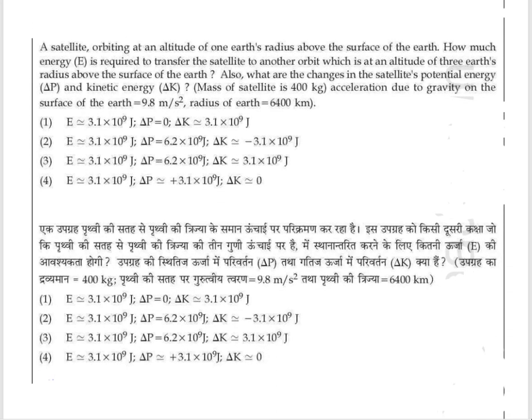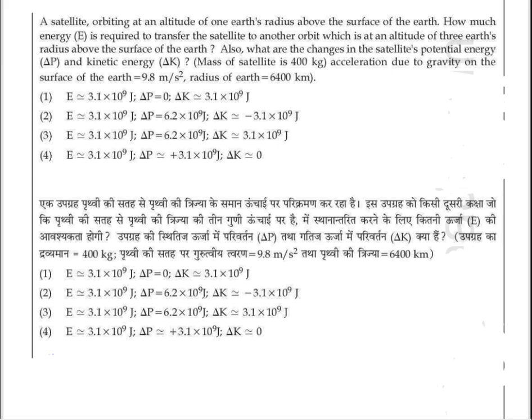The question is saying a satellite is orbiting at an altitude of 1 Earth radius above the surface of Earth. How much energy is required to transfer it to another orbit which is at an altitude of 3 Earth radii above the surface of Earth, and also what is the change in the satellite's potential energy and kinetic energy. So we first have to find the total energy required, then we have to find its potential energy and kinetic energy.